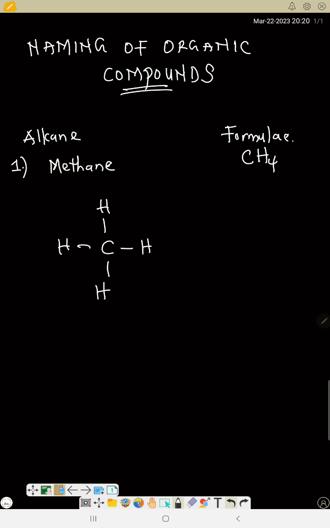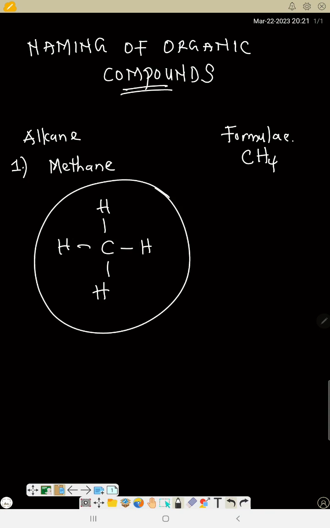So that is CH4. If you notice, hydrogen has just 1 bond attached to it. So hydrogen will always have 1 bond, but carbon will have 4. 1, 2, 3, 4. Round it. Take note. So this is the structural formula for methane.